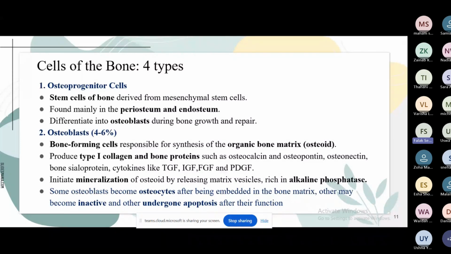So some osteoblasts, what is the fate? If someone asks you what is the fate of these osteoblasts after they have performed their function, some osteoblasts are converted into osteocytes because they are embedded in the bone matrix. Others may become inactive and others undergo apoptosis after their function. It's very important that you know the fate of the osteoblast after they have performed their function. Again, I'm repeating, some osteoblasts become osteocytes, others become inactive and remain as such, and the others undergo apoptosis after their function.